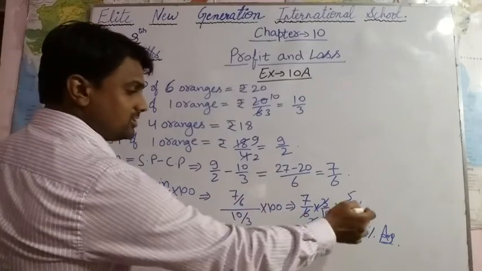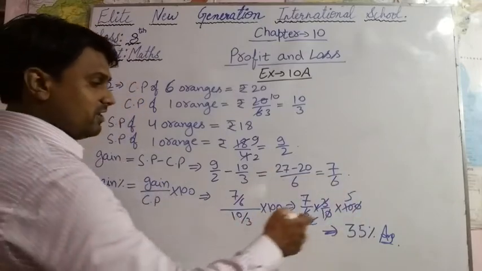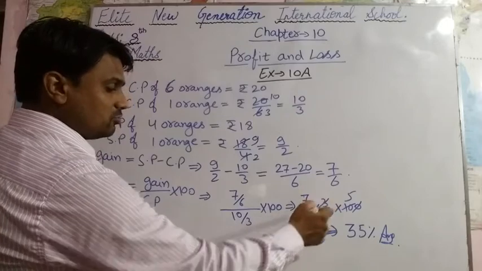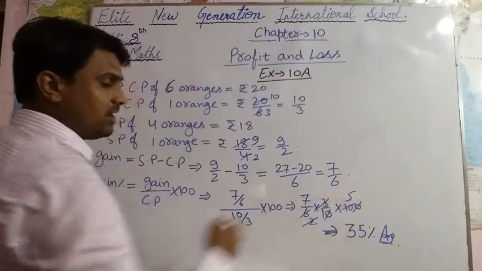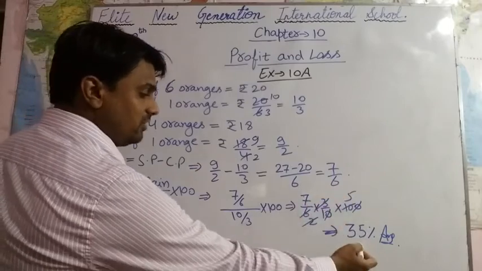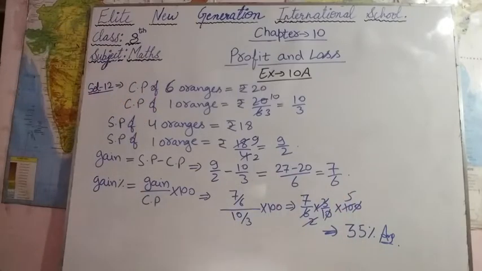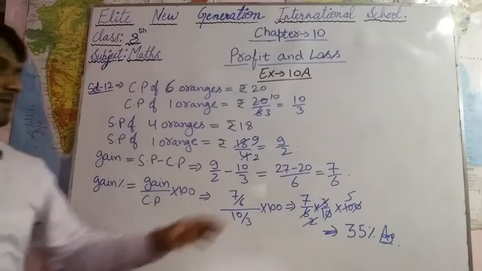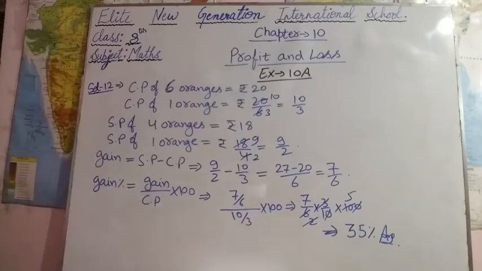This 0 will be cancelled by this 0. Now again we can cancel it by the table of 3. So 3 times 2 is 6, and the 10 will be cancelled by 5 times. Now here 5 into 7, so 7 into 5 will be 35%. So here we can say that the gain will be 35%. So this will be the answer.